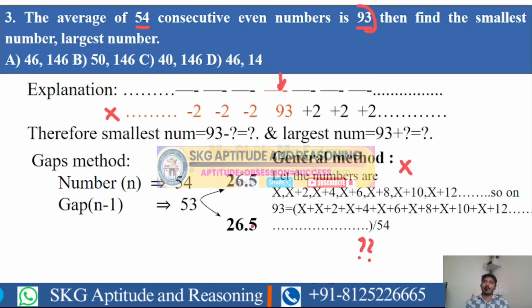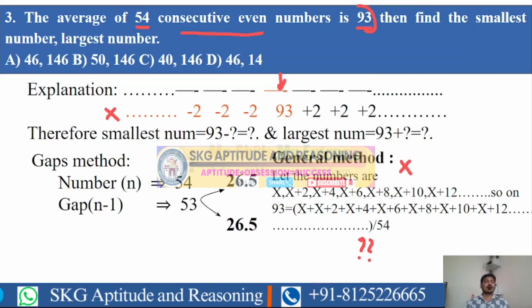What we need to find here now is the smallest number and the largest number. And you need to remember whether consecutive even numbers are given or consecutive numbers are given in the question. That is the key point here: for consecutive even numbers or odd numbers, the difference is always 2 here, and for consecutive numbers the difference is always 1.